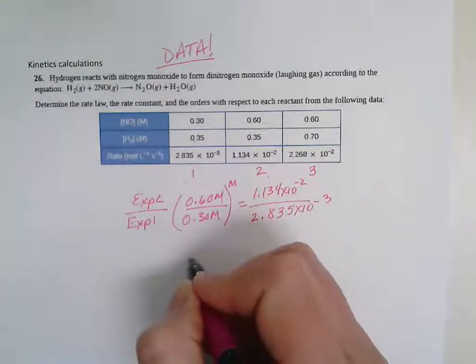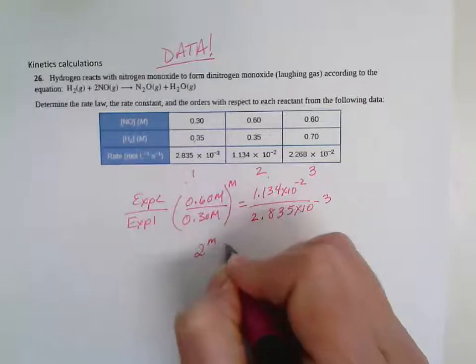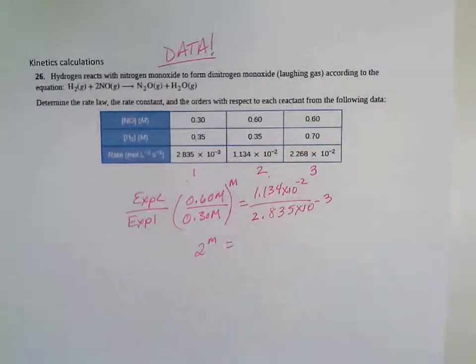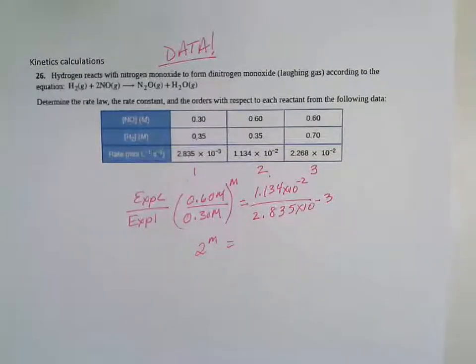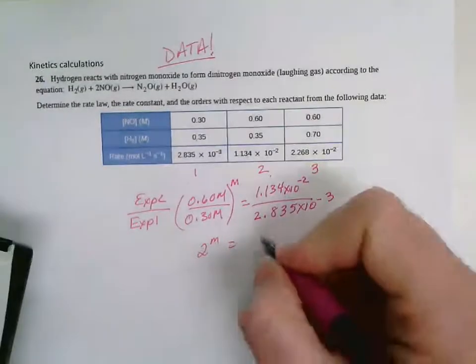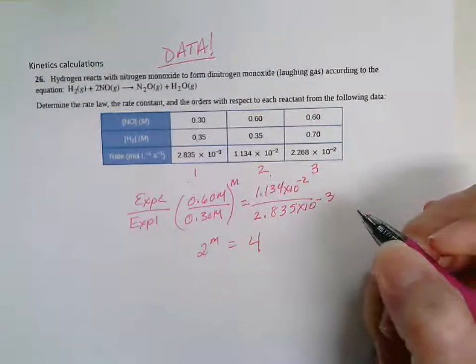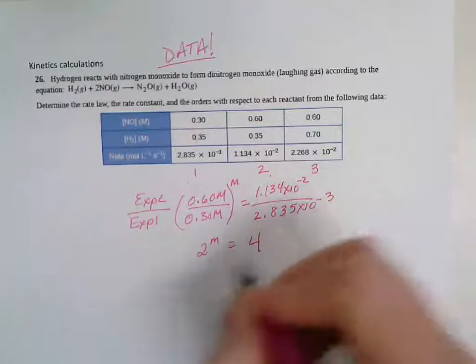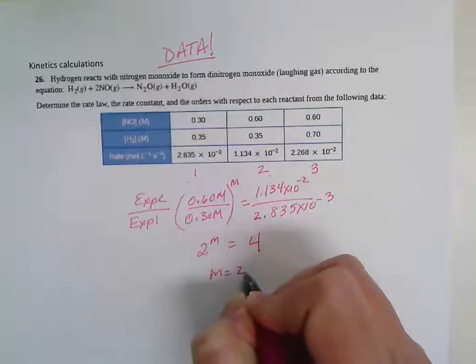And so this is going to be 2 to the m equals, and don't feel bad about using a calculator for this. Oh, yeah, that's 2. Okay, so 1.134 E negative 2 divided by 2.835 E negative 3 equals, and I get 4. So m has to equal 2.